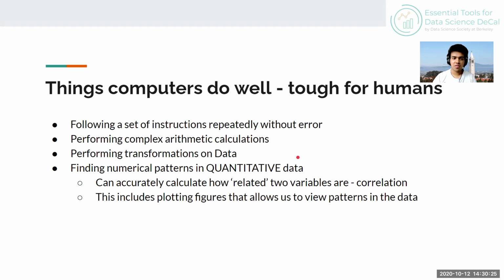And computers can also find numerical patterns in quantitative data. An example of this would be calculating how related two variables are, or how much a change in one variable influences the other variable. And this is something called correlation. If you haven't heard that before, we will be talking about it really soon. And another way that computers help illustrate patterns is by plotting figures, such as graphs, that allow humans to clearly visualize the trend in data.